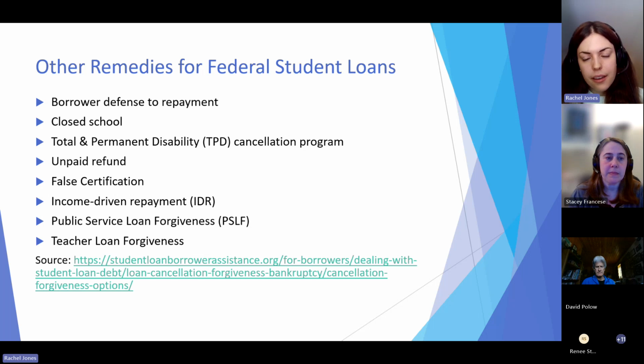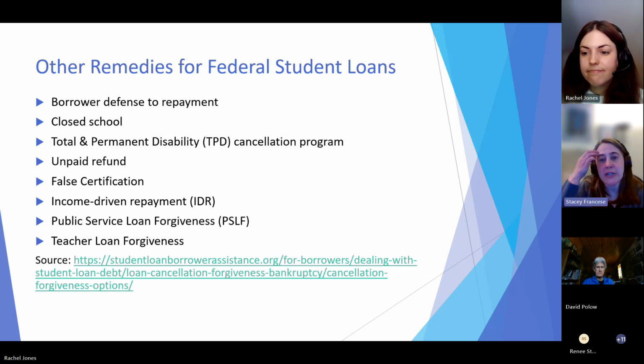And these are just some programs that apply to federal loans. The most common that we see is the Total and Permanent Disability Program, and then the Income-Driven Repayment Plan. There are other ones, like closed school, if the school closed before a person got a degree, and several other options that can be accessed. The Student Loan Borrower Assistance website has pretty good explanations of each program, so that's worth a look.